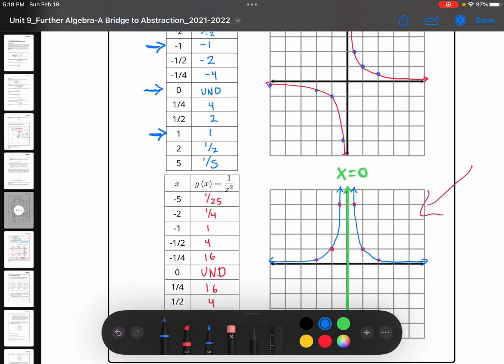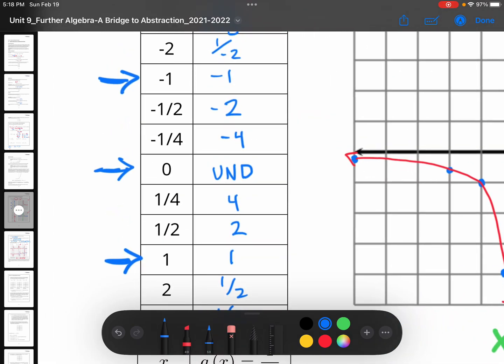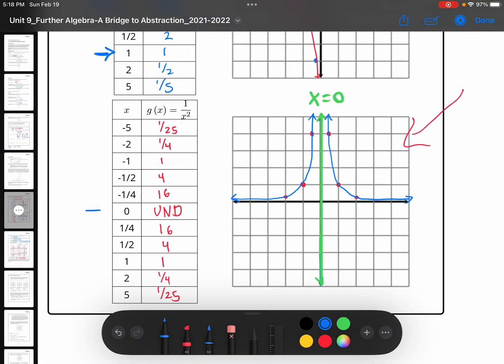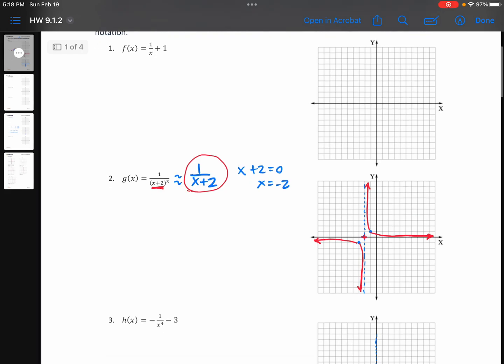Now, some points that are key, I think, for all of you, are the points that I have with an arrow here: -1, -1, 1, 1, or 0, not defined, and the same numbers for the even degree function on the bottom. So these are the numbers that you may see me mess around with, okay? So let's go to the homework real fast. So for example, here's what I'm trying to say, all right?